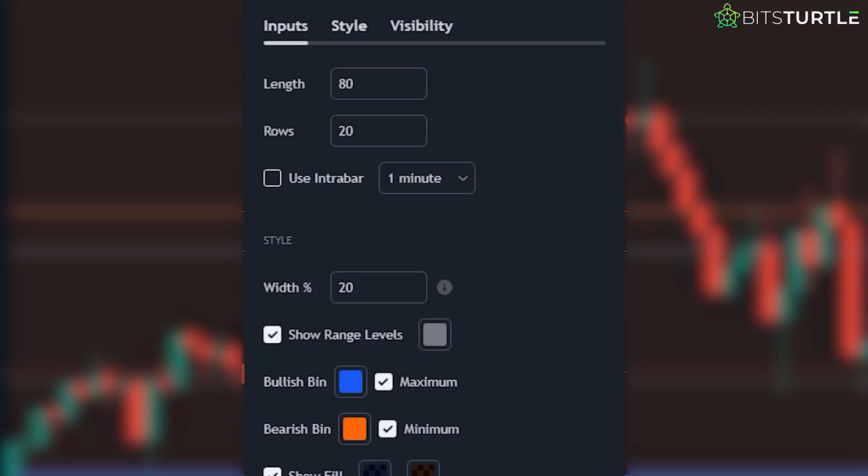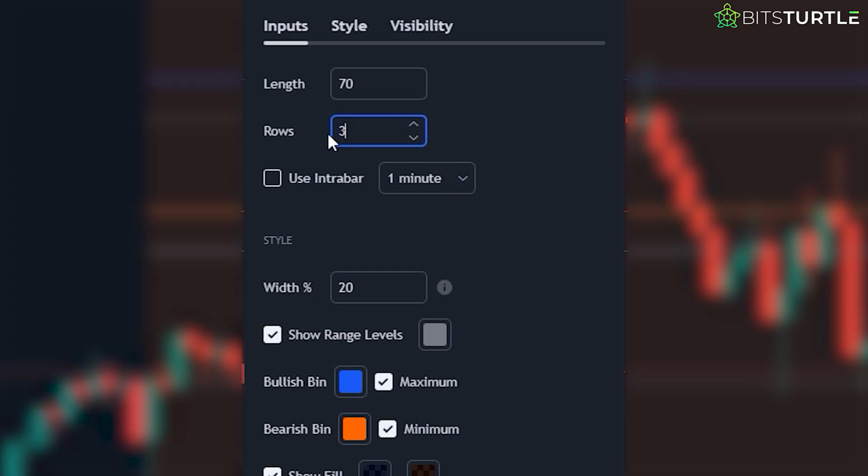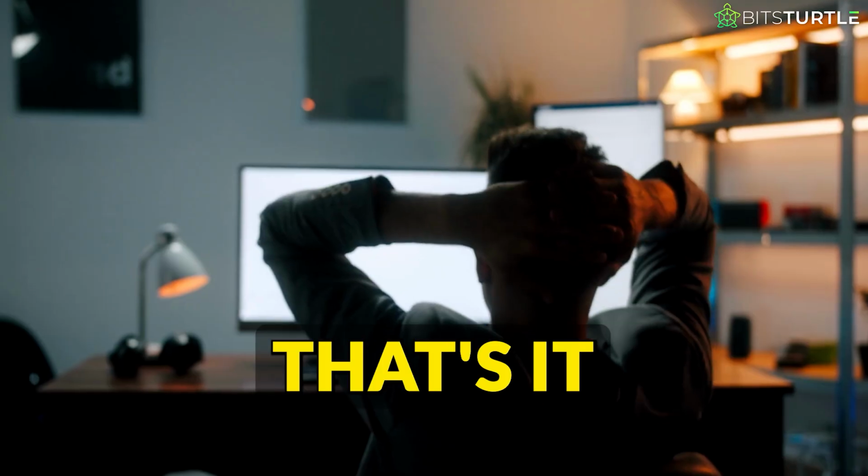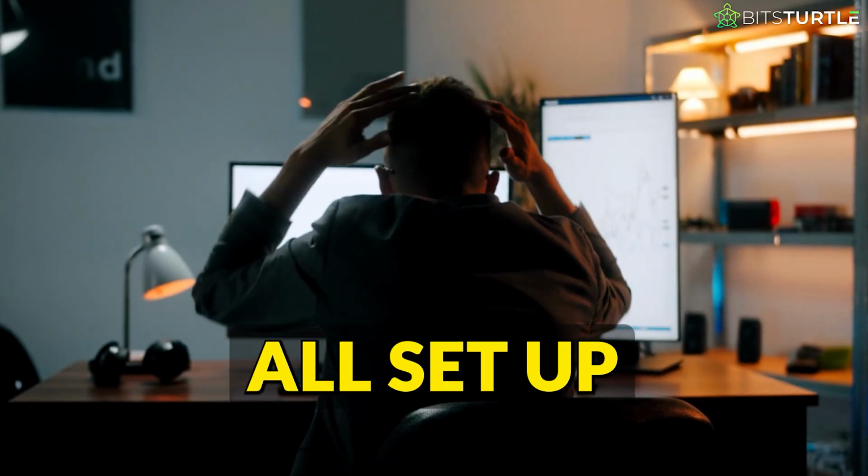After adding the indicator, open its settings. Change the length from 80 to 70. This makes the indicator more sensitive, giving quicker signals. Next, adjust the row from 20 to 30. This smooths out the signals a bit, making them more reliable. That's it. Now it's all set up.